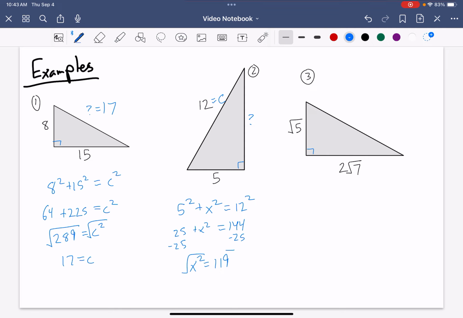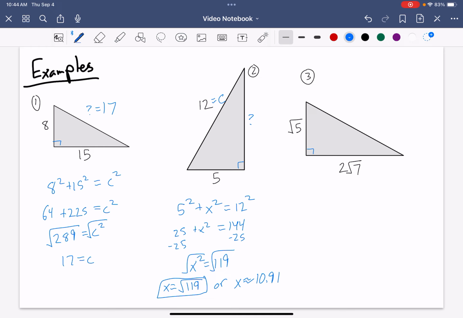So take the square root of both sides, and I have two options for this. I could either say that my missing side length is the square root of 119, which is totally fine, or I can use a calculator to figure out what that's going to be, and I can round it. So if I do that, I'll find that x is roughly equal to about 10.91, give or take.